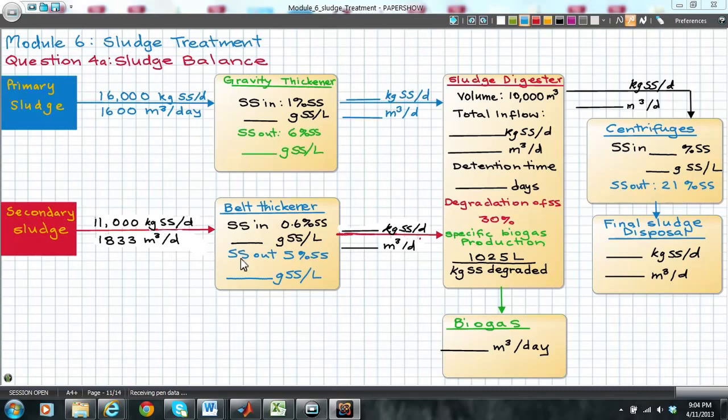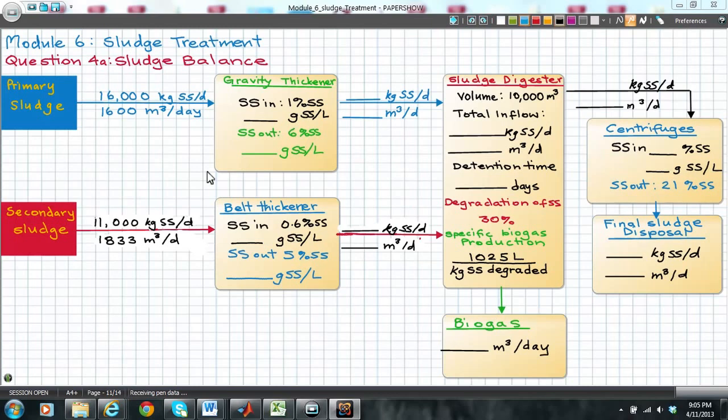We have primary sludge coming in and firstly getting thickened by a gravity thickener before it enters the sludge digester. We also have secondary sludge from our final clarifier, firstly getting thickened in a belt filter before also entering the sludge digester. In the sludge digester, a portion of the organic solids is converted into biogas, and the remaining solids enter the centrifuge, where it is further thickened to 21% suspended solids, and then we have our final sludge disposal. So we're asked to fill in the gaps that are currently in this diagram.